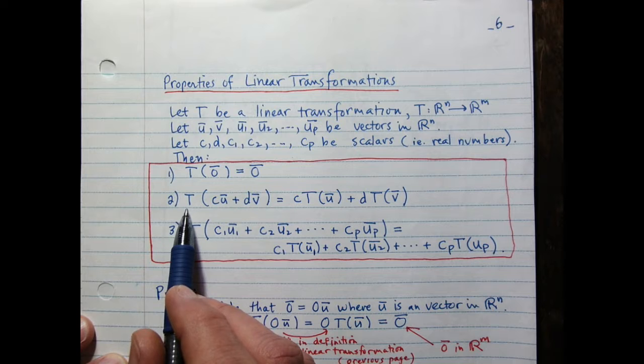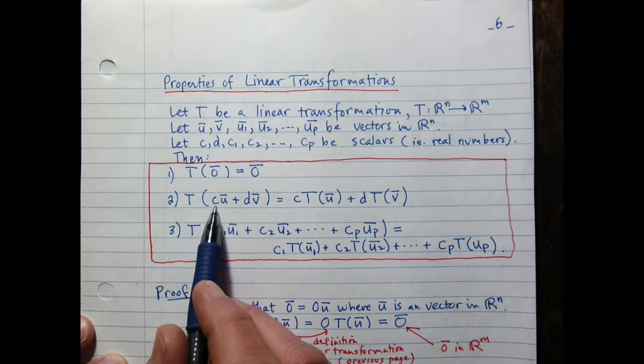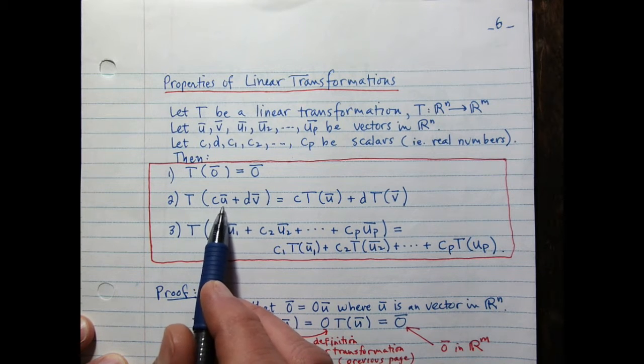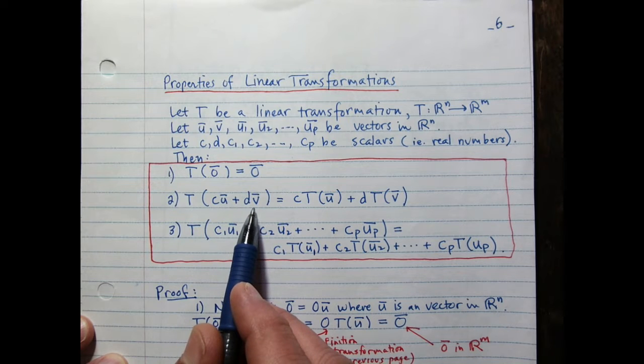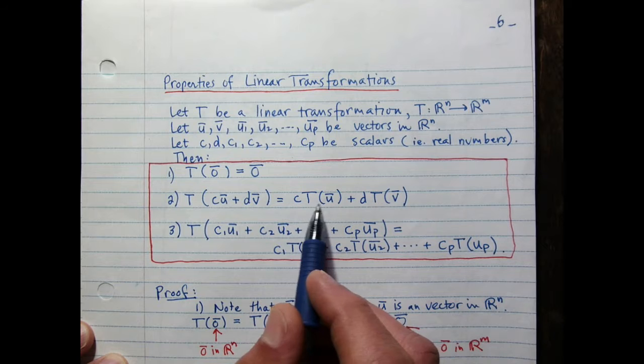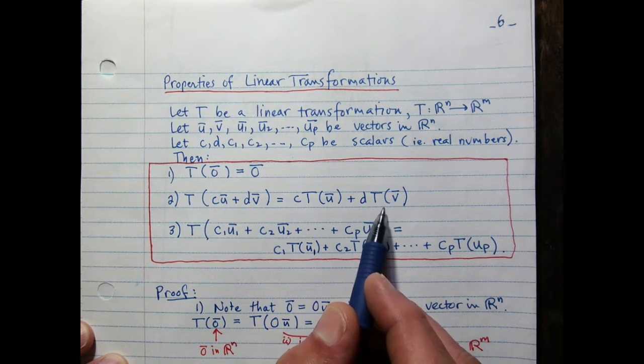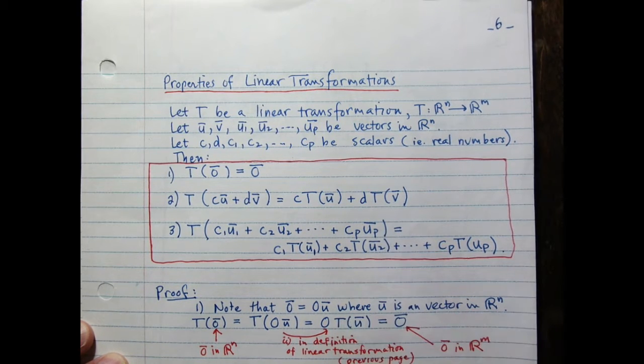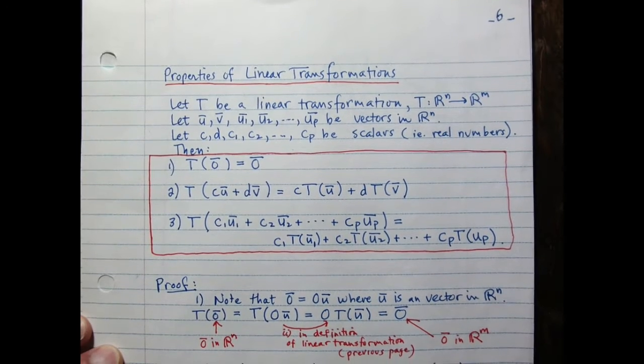if you apply a linear transformation to a scalar times 1 vector plus a scalar times another vector, the image will always be equal to the scalar times the image of the first vector plus the scalar times the image of the second. And actually, number 3 is very similar to that.